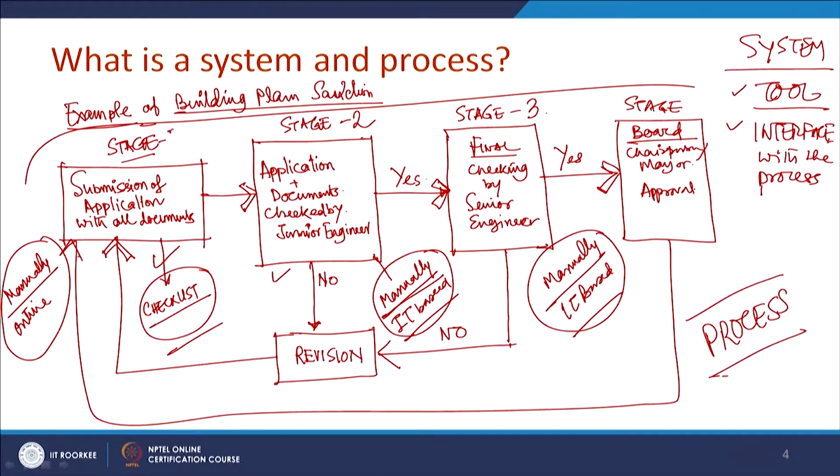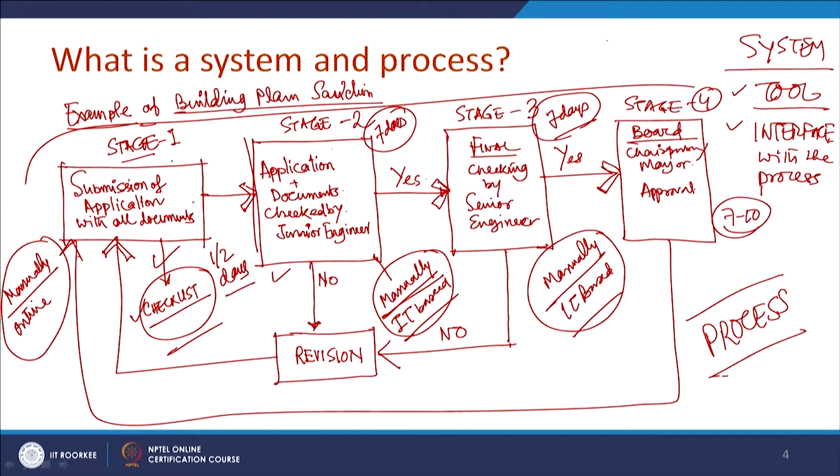Like in stage 1, how much time is required from stage 1 to stage 2? It is just checking of the checklist and forwarding the application to the junior engineer. So, maybe maximum 1 to 2 days could be required. Similarly, in stage 2, based on the number of people and the number of applications received, maybe 7 days maximum, and in stage 3 if we consider another 7 days, then in stage 4, we can understand another 7 to 10 days. We are assuming all this just to calculate, so in total you can understand that between 20 to 30 days it is possible to give an approval of a building plan.